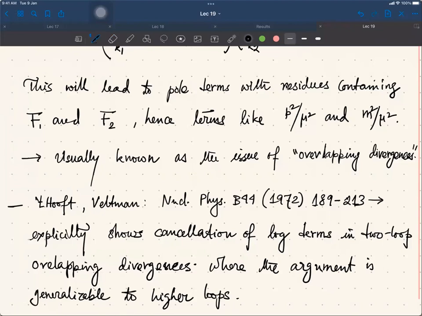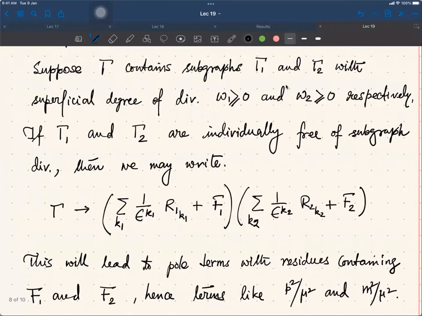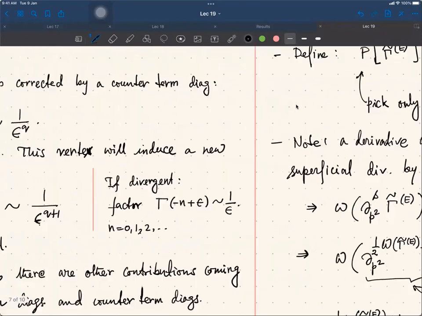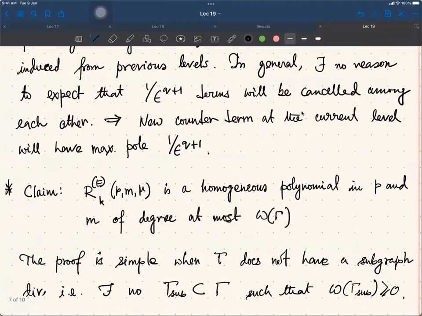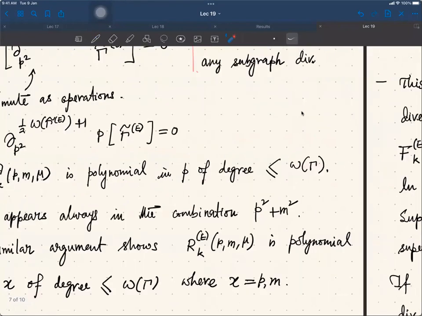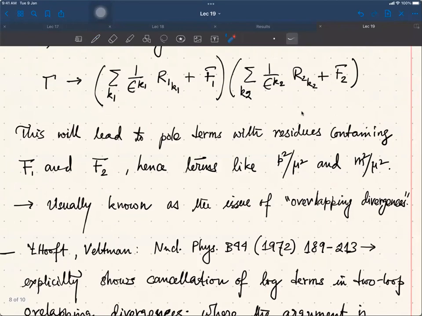So when you prove that, then you come back to this statement. This claim is true for all diagrams. All these gammas, the residues will be homogeneous polynomials in P and M of degree at most omega. So that will complete the entire proof, which we'll not do here.